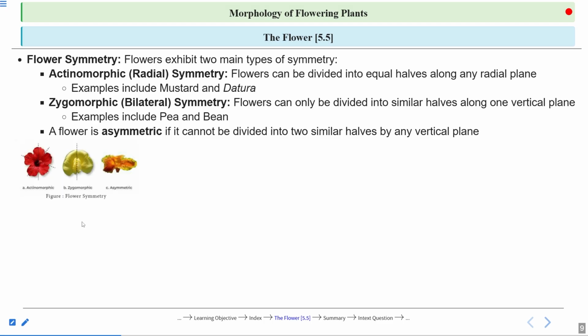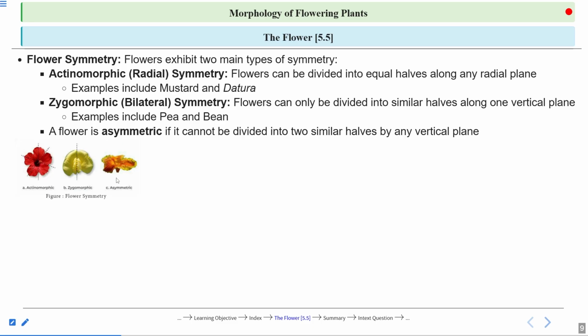So here you can see actinomorphic. This is the hibiscus flower. One plane of axis is shown by a line. This is another plane of axis, and this is another plane of axis. So it can divide the flower through many different planes of axis, right? So that is showing actinomorphic symmetry. Coming to the zygomorphic, see this flower. Only one plane could divide the flower into two equal halves. So that is zygomorphic, right?